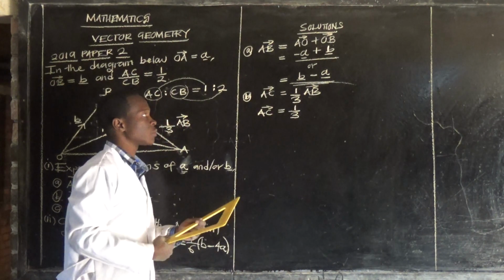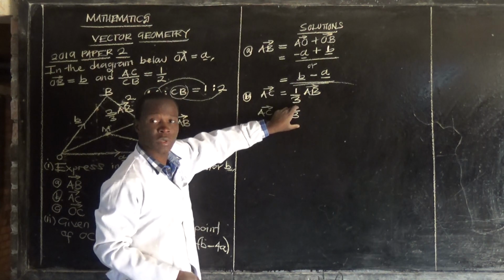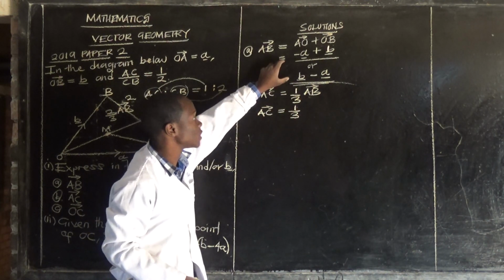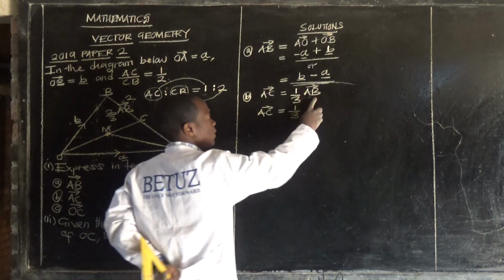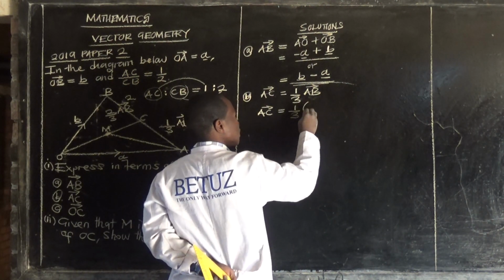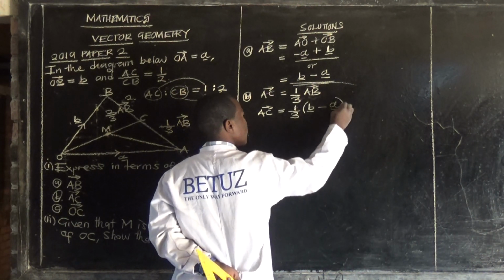These are called subsequent questions because we are going to use this answer to find this answer. Are we together? So once you make a mistake in the first question, you are going to also get this question wrong. So we know our AB. So what is our AB? Our AB is B minus A.